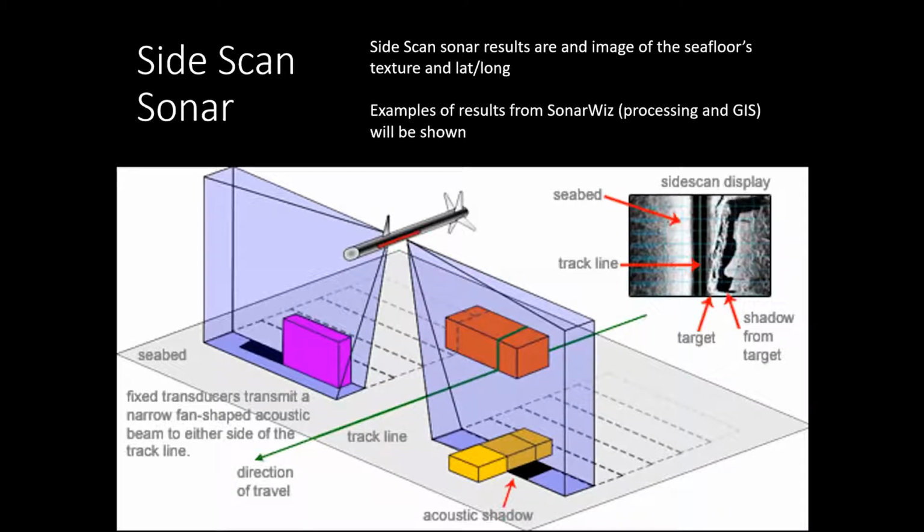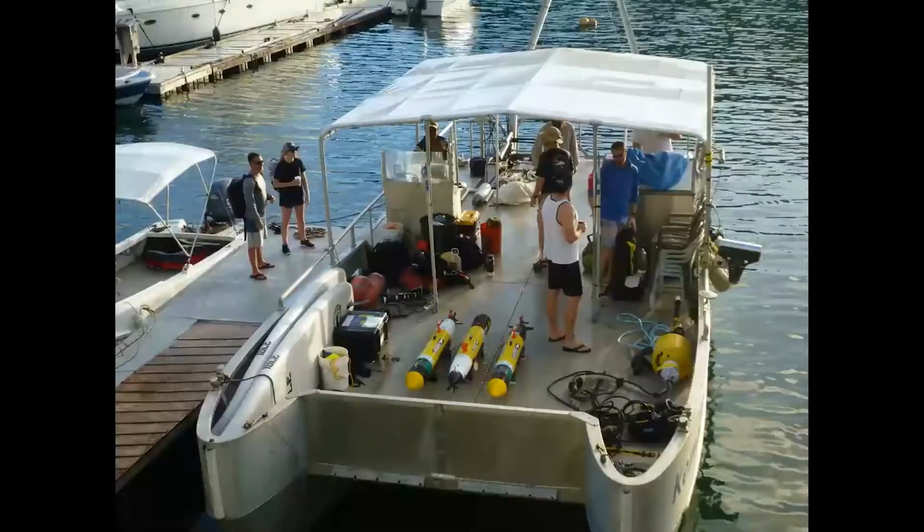Most of the time, what our eyes pick up is the change between that shadow and anything around it. I'm going to show you some examples of the data right now. Well, let me show you first how we collect it. So this was off of Karora, Palau.